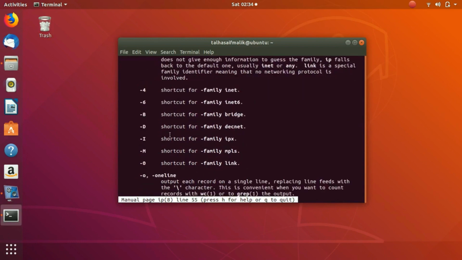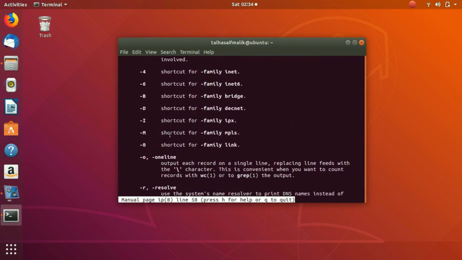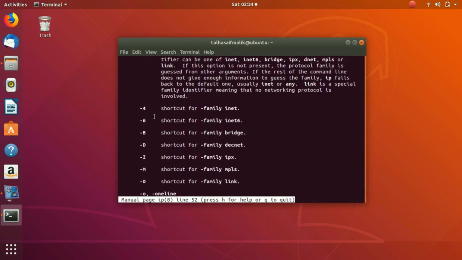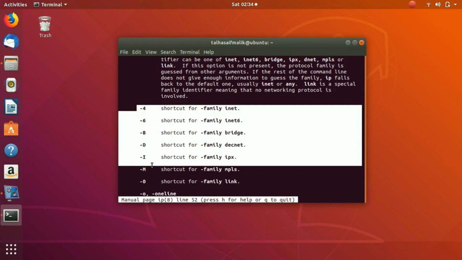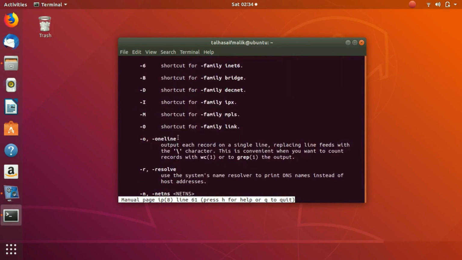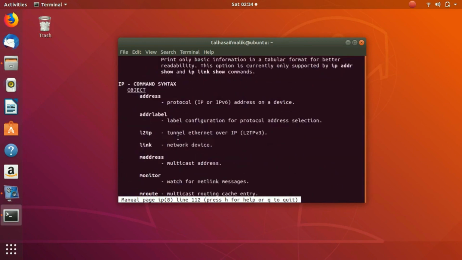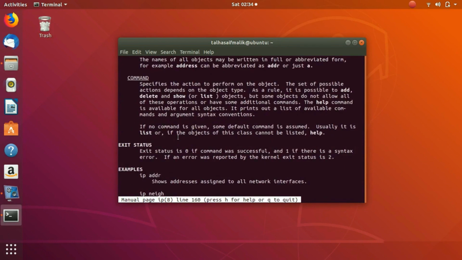Okay, so all of these shortcuts you can use as well for family, inet, inet6, bridge, decnet, ipx, mpls, and link families. These are the shortcuts: -4, -6, -B, -D, -I, and -M. Okay, so you can go on and on, you can dig deeper. You can try a lot of things if you want to.